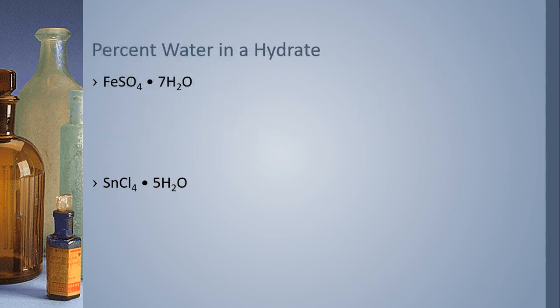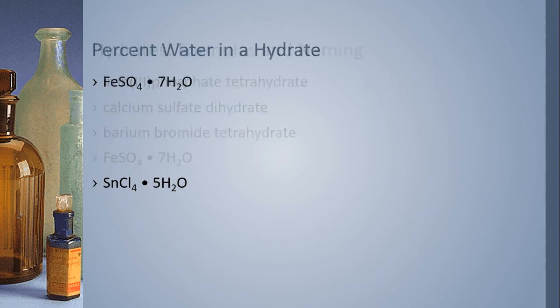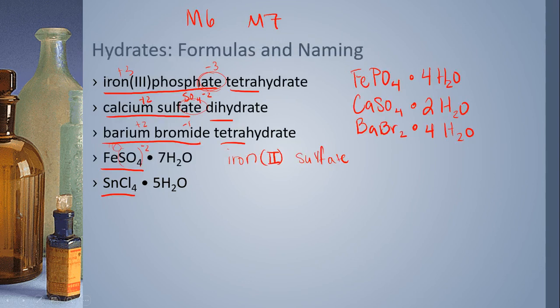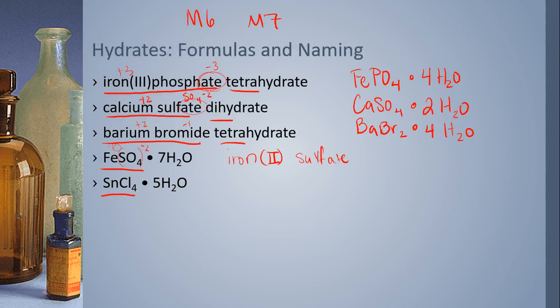Whoops, I didn't mean to go ahead. So we have iron 2-sulfate, and then we have to name this part of it. I don't know what I'm doing here. Iron 2-sulfate, the prefix for 7, somehow I am no longer writing.